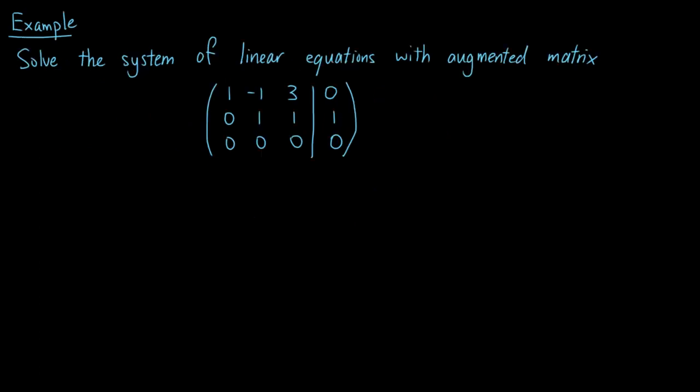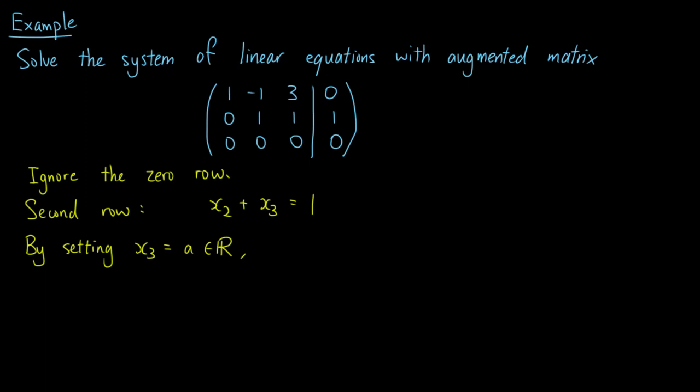Let's look at an example of solving a system of linear equations with an augmented matrix in row-echelon form. We observe that there is a zero row in the matrix, which we will ignore because it only states that 0 equals 0. So we start from the second row, which means that x2 plus x3 equals 1. Here we will set x3 equals some number, say a, and then we can express x2 in terms of a. Notice that we can also express x1 in terms of a by substituting x2 and x3 in the first row.